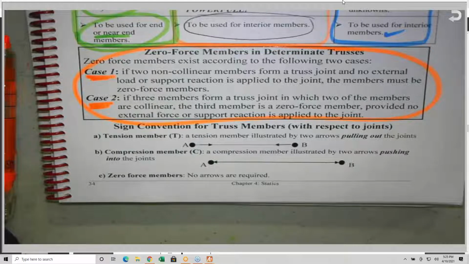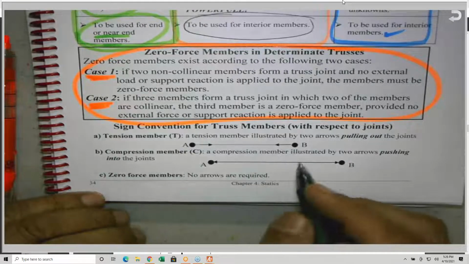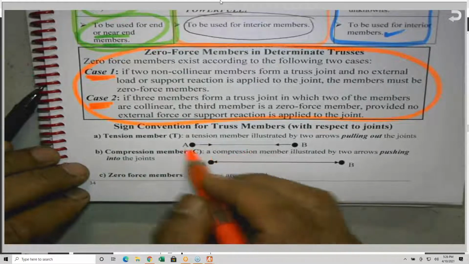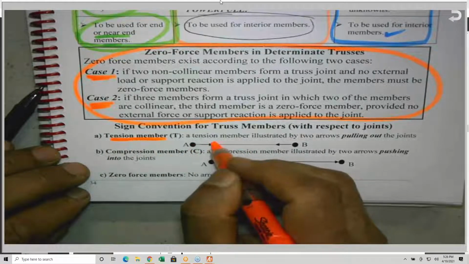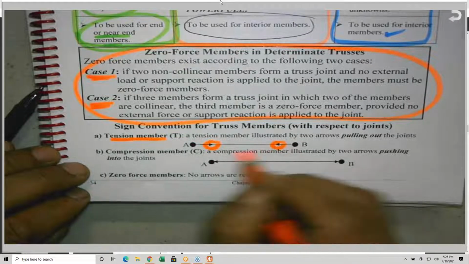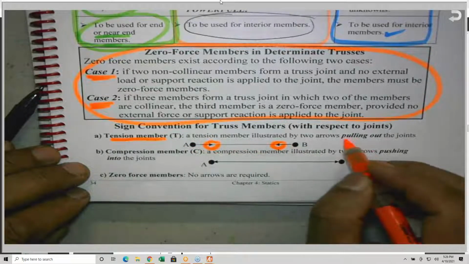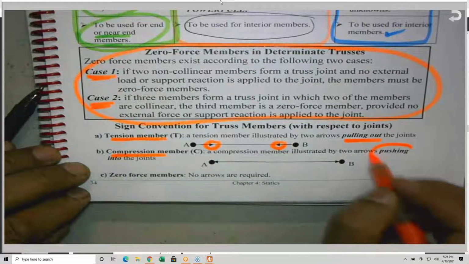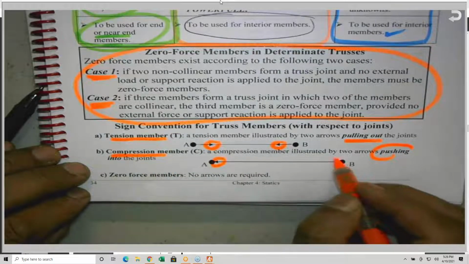In any structural analysis book, you'll find these things are discussed. So it does not make any difference which book you are using. At this sign convention, we need to be aware that this is a tension member. These arrows are pulling the joints. So if this joint AB, the arrows are pulling out. These compression members are pushing, here the arrow goes into the joint.